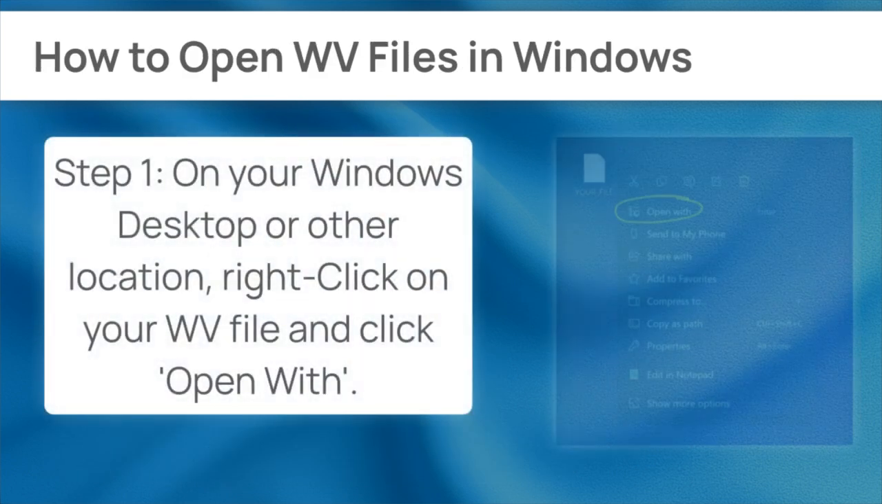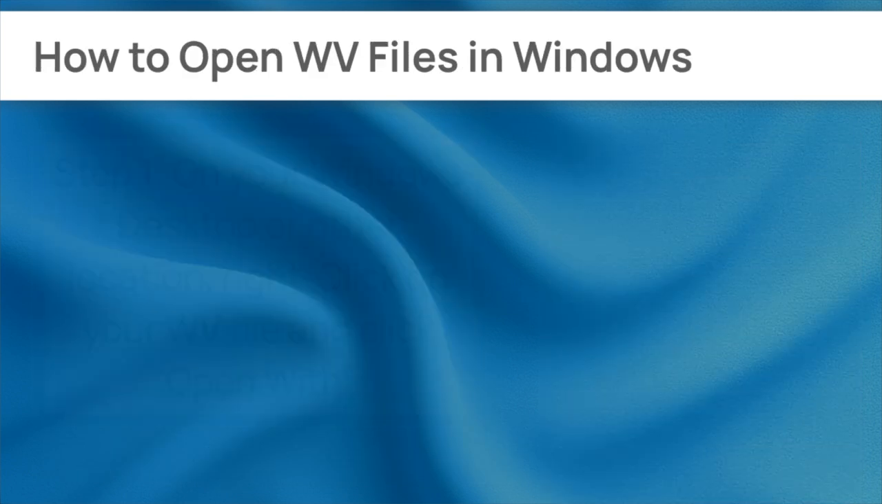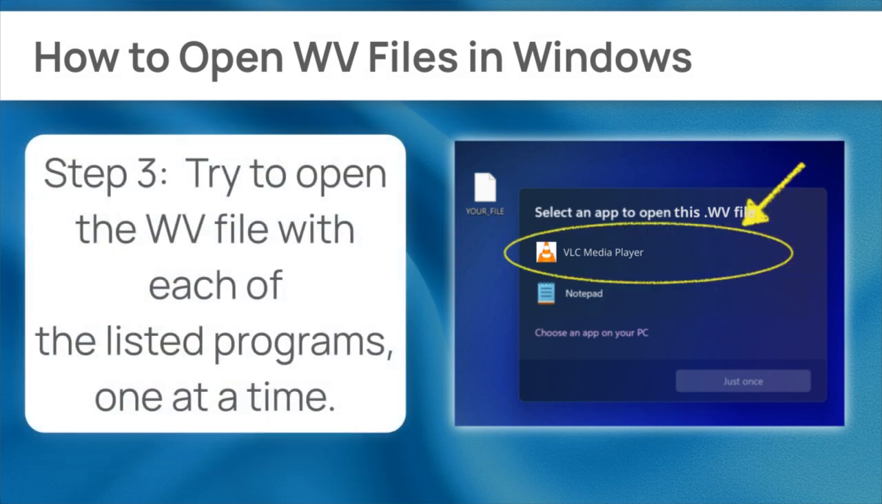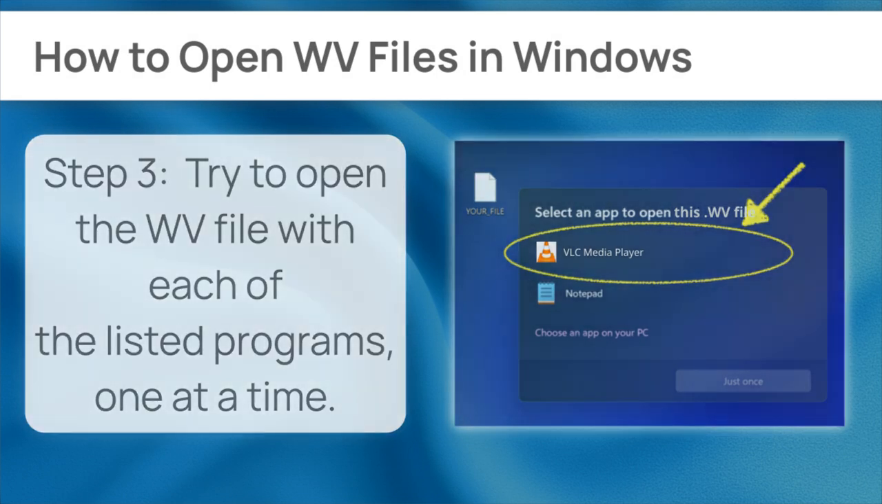Your key action: right-click the WV file and select Open With. If VLC Media Player is installed, use it. If not, choose another program. Continue testing until the WV file opens successfully.